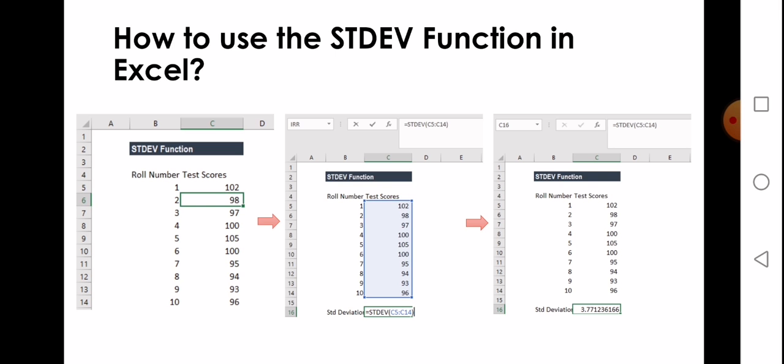Okay, so how do we use the STDEV function in Excel? First, suppose we are given the test scores of students as shown in the slide. Then second, for the standard deviation, the formula used is STDEV. And then after that, we get the result.